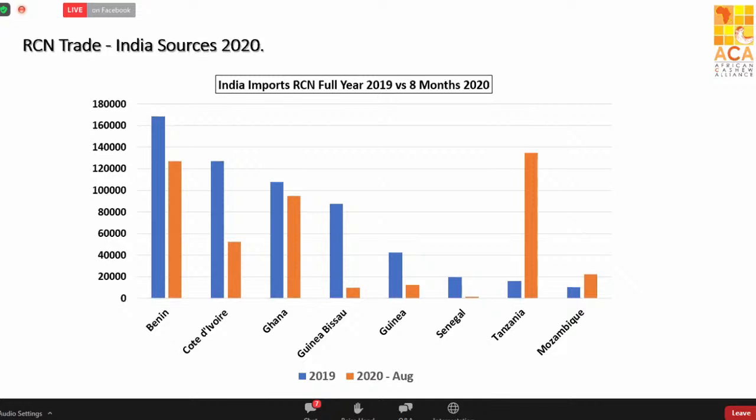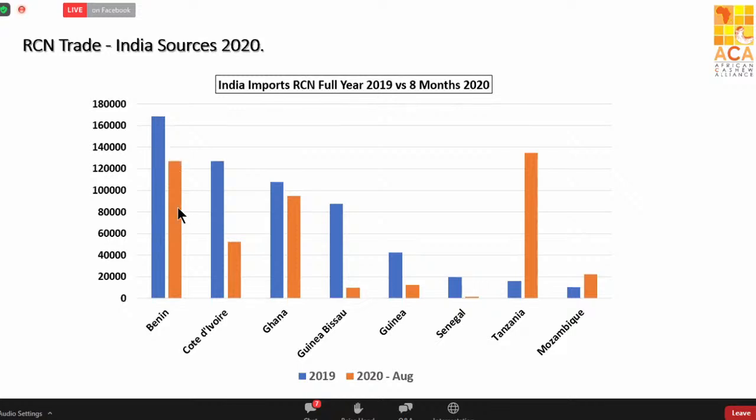Now, it's important to remember, for example, that some of these figures are distorted. Benin, for example, is distorted. So in 2020, India imported 127,000 tons from Benin, which is about, there or thereabouts, the size of the crop. In 2019, the figure was 168,000. Nobody's quite sure why, but it's probably that material from other countries was routed through Benin, through Cotonou, for export.